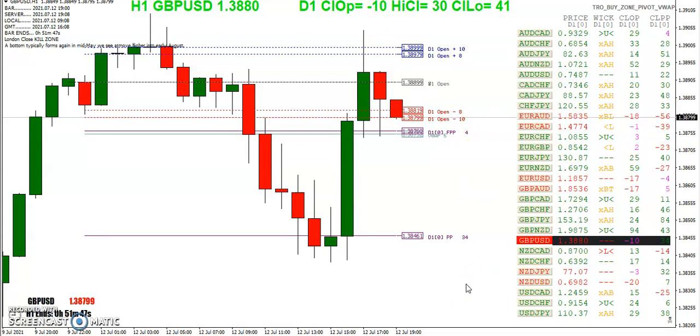So, line in the sand. The open plus or minus a certain amount. Those are lines in the sand. And you can do this every day.